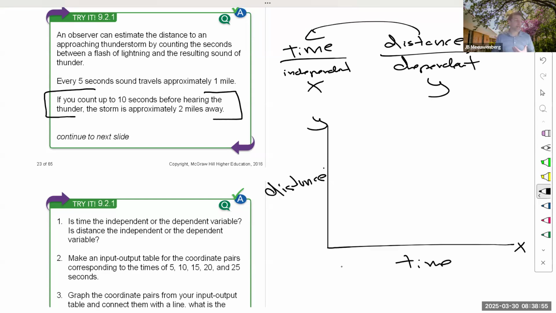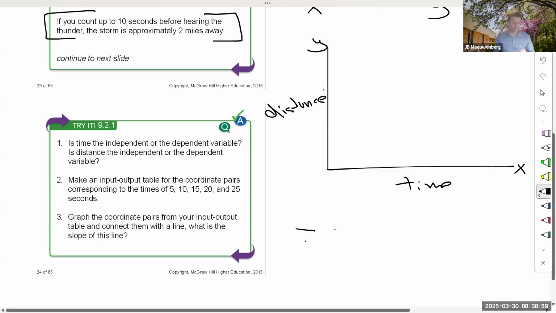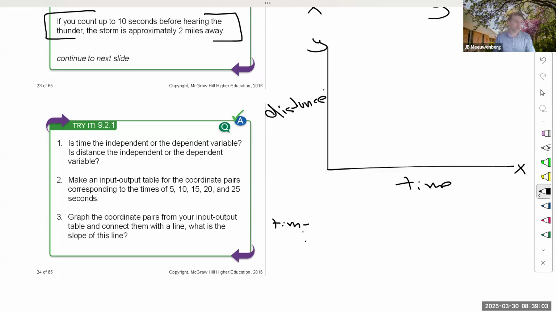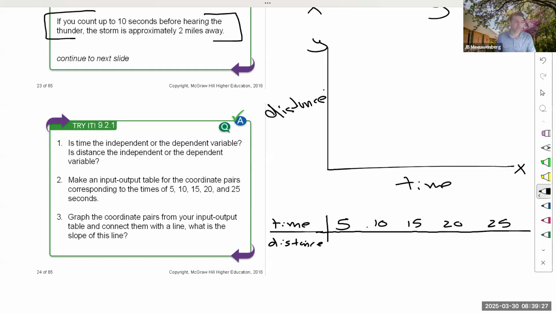Okay. Then it said, make an input-output table. So I'm going to put my time first, and I'm going to put my distance second. And again, inputs and outputs. Time is the input, distance is the output. And we said to make time inputs of 5, 10, 15, 20, and 25 seconds. I'm going to make my table as nice and neat as I can, a little grid system like this. And so for every 5 seconds that passes, our distance increases by 1 mile. So 5 seconds means we are 1 mile away. 10 seconds means it's 2 miles away. 15 is 3, 20 is 4, and 25 is 5. So there's our input-output table corresponding time to distance.